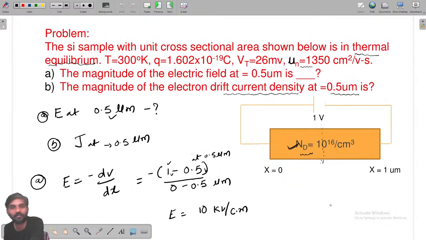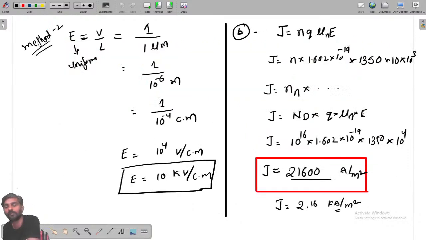Did he mention anything here, sir? No, he did not mention anything. He just gave the magnitude. Here it is minus 3, 1, 4, 5. So you can cross check this.